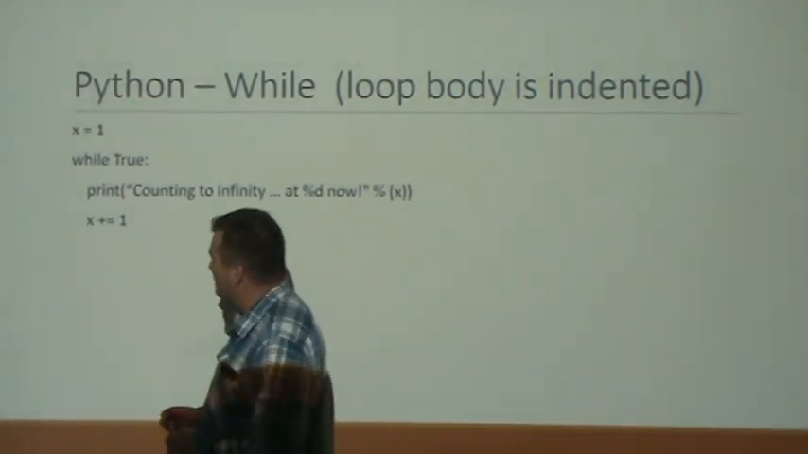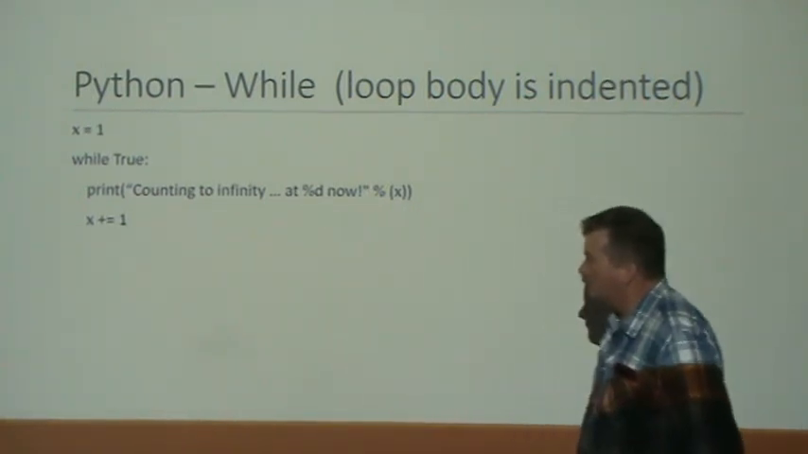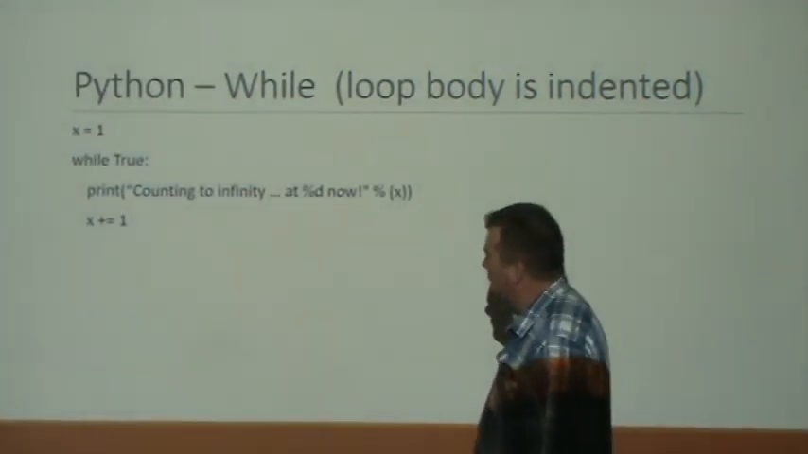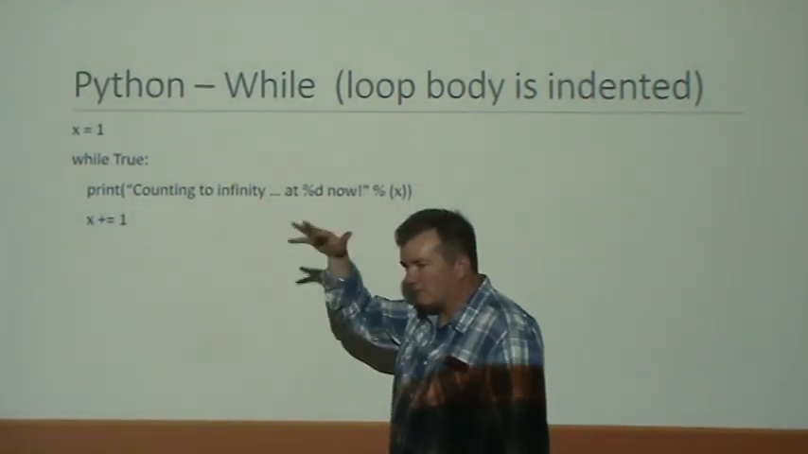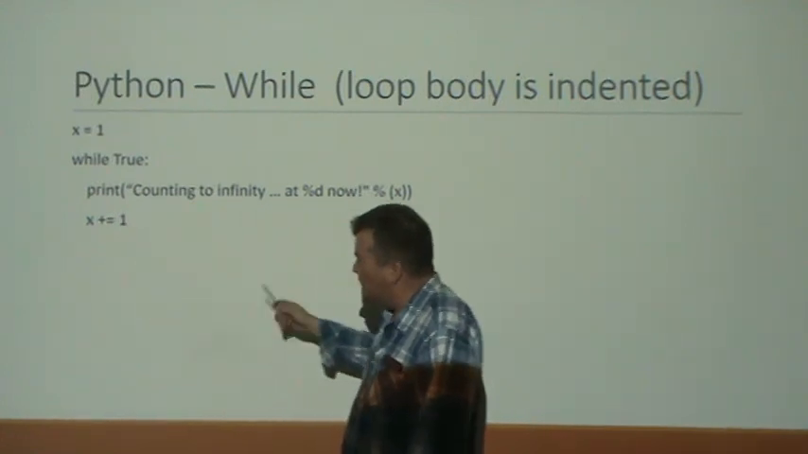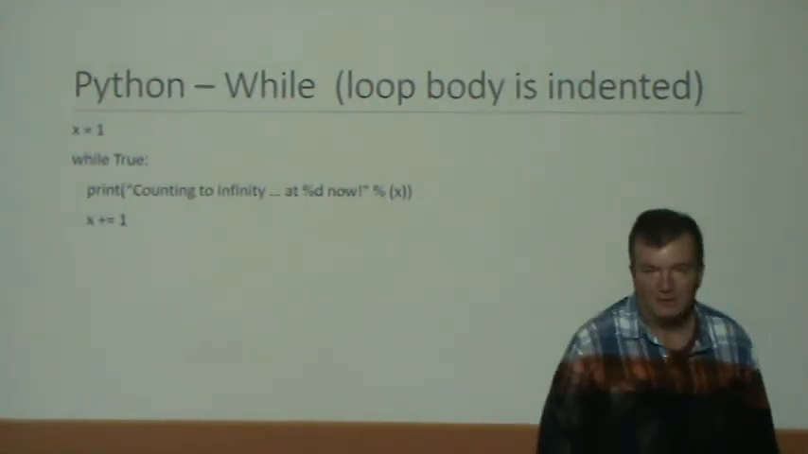Also in Python, we could say x equals 1, while true. Obviously, we have an infinite loop. This will print counting to infinity, and this is some formatting. We'll cover Python formatting later on. And then x equals x plus 1. So this would be an infinite loop that counts off to infinity. Okay, all right. So that's our talk on loops.